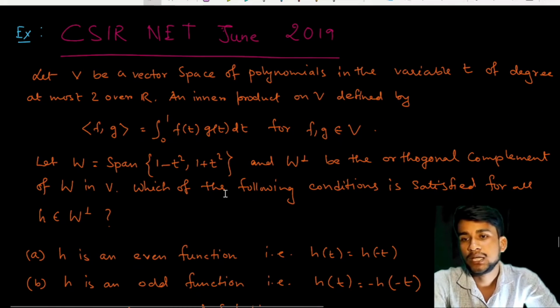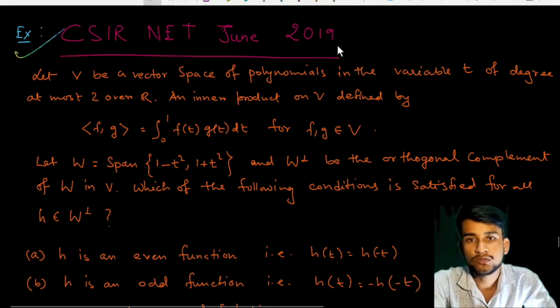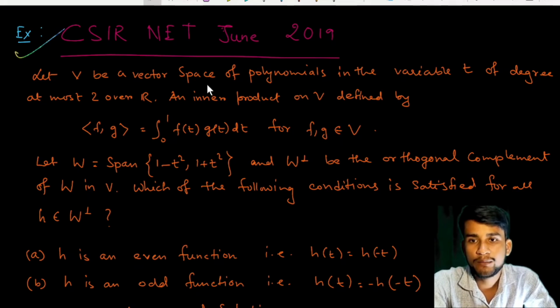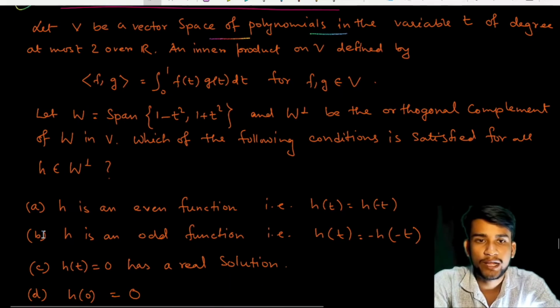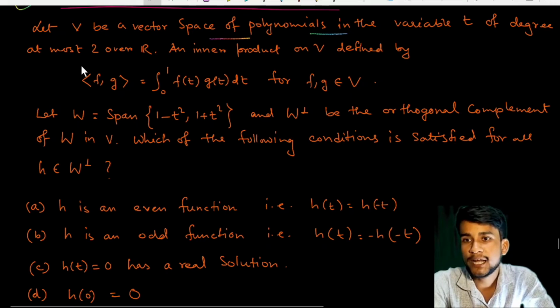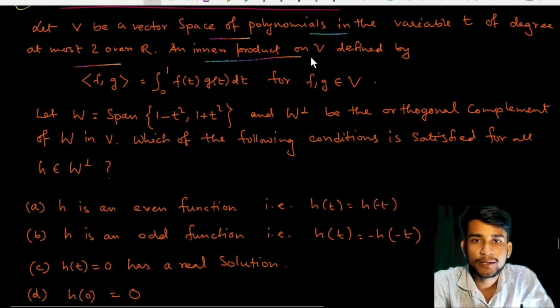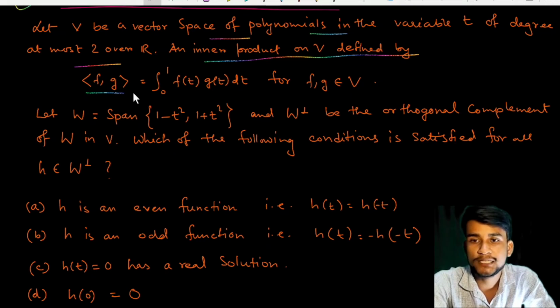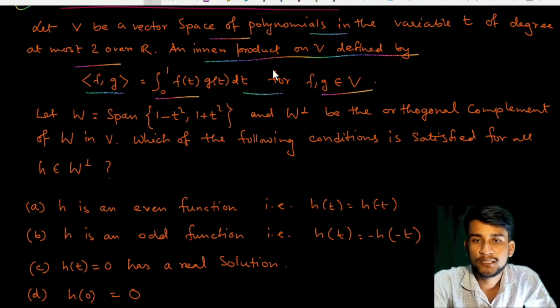Now there is a question from CSIR NET June 2019 edition. Let V be a vector space of polynomials in the variable t of degree at most 2 over R, and the inner product is defined by f and g equal to the integral from 0 to 1 of f(t) g(t) dt, for f, g belonging to V.